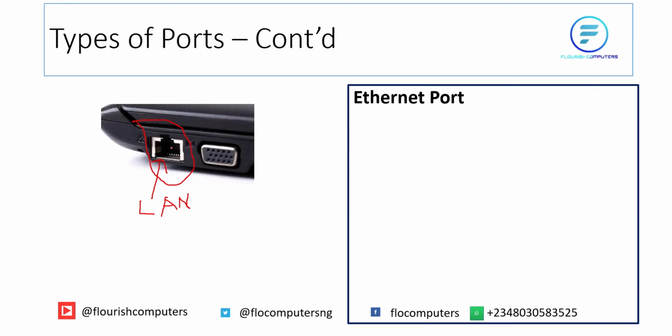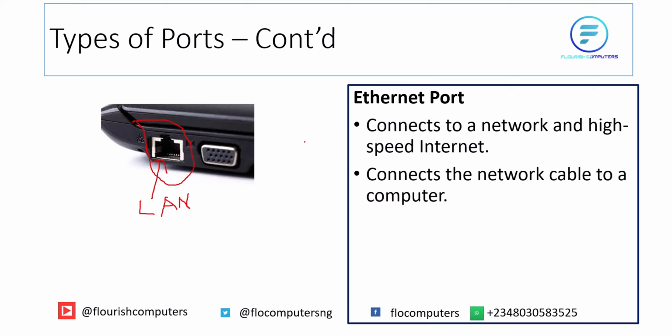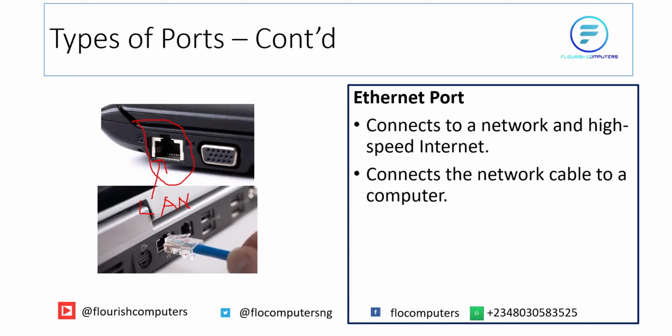However, like I said, you have it on the laptop. You have it on your desktop as well. It's called the Ethernet port. Now, what is it all about again? It connects to a network, a high-speed internet. It connects the network cable to a computer. You see the way it's connected? This is the network cable that I was talking about, and this is the port. So the network cable goes straight to your computer.